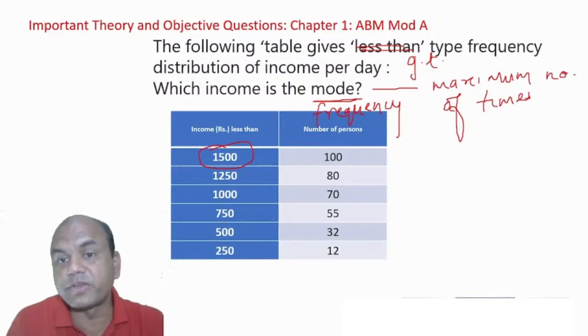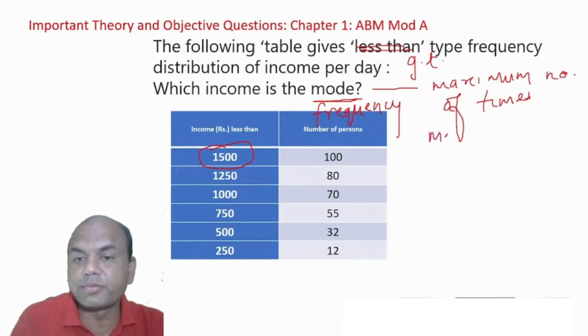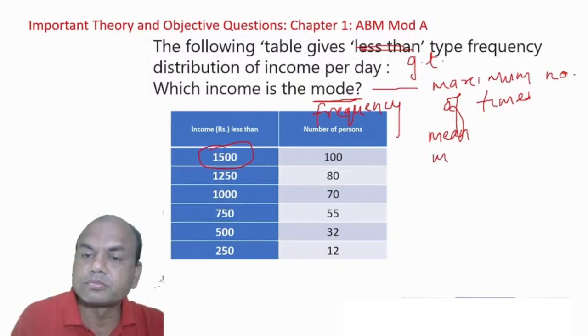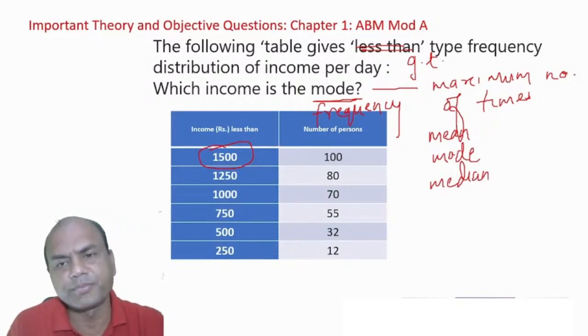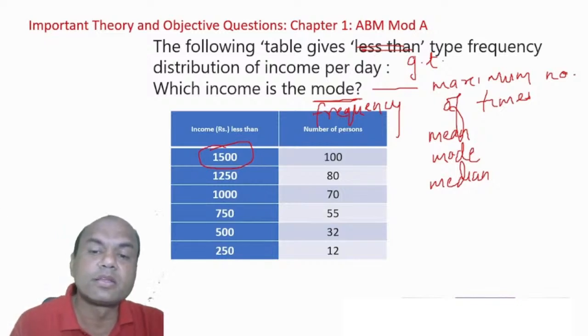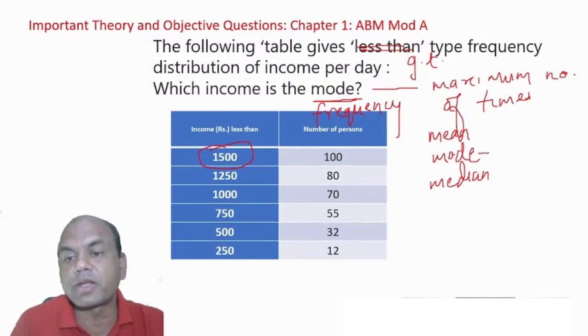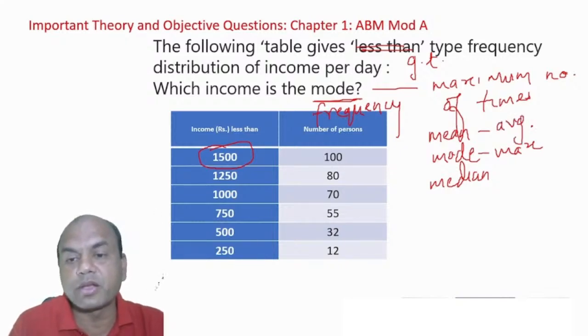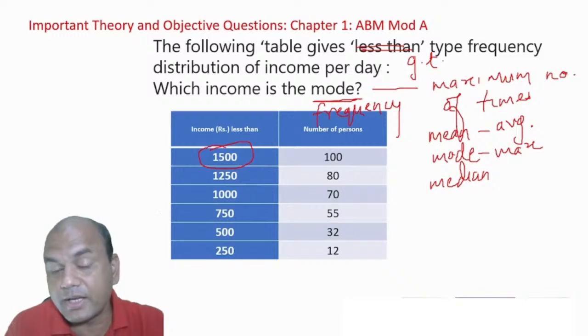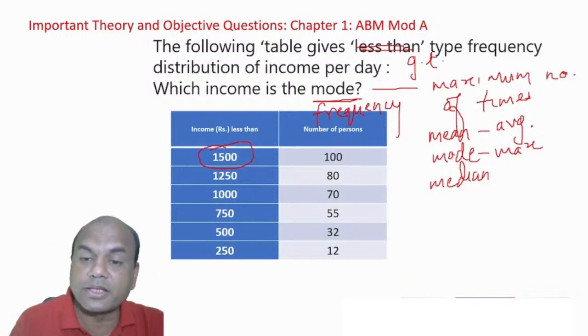There are three words you'll face again and again: mean, mode, and median. Mode, just now I told you, is the maximum number of times. Mean is average. And median means I'll arrange these numbers in serial order, either ascending or descending. There are two steps to median.